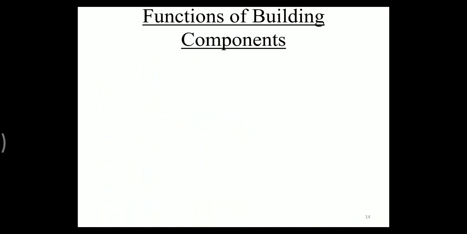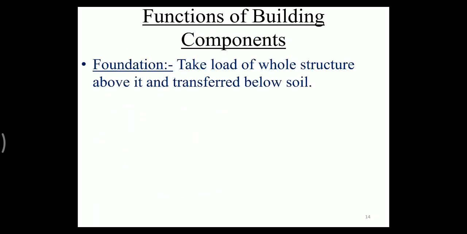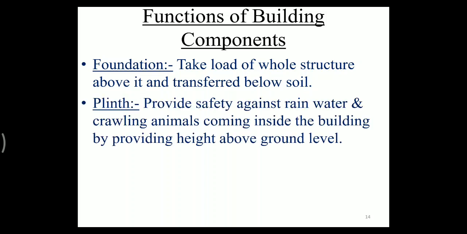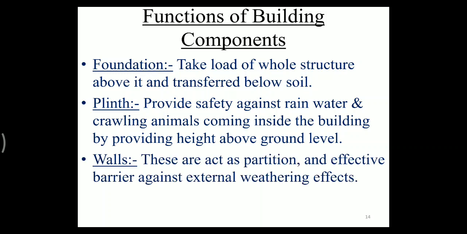Now we see the functions of building components. The first component is foundation. It takes the load of whole structure above it and transfers it to below soil. Now, the next is plinth, which provides safety against rainwater and crawling animals coming inside the building by providing height above the ground level, generally 1 meter. Then walls, these act as a partition and effective barrier against external weathering effects.